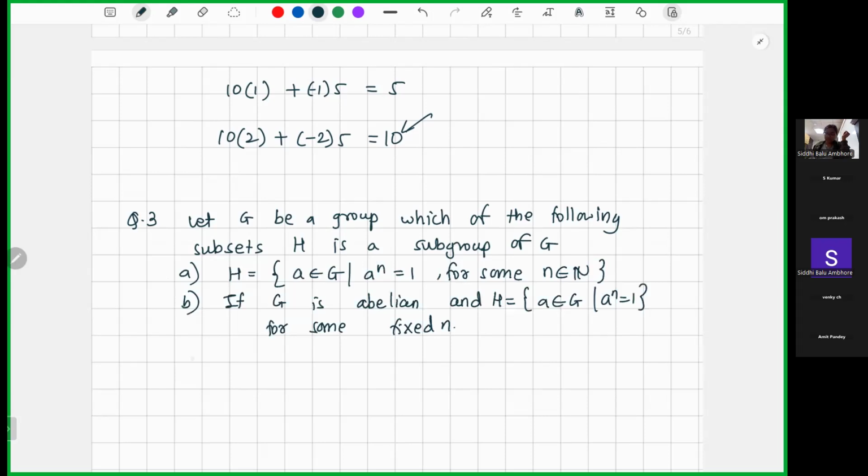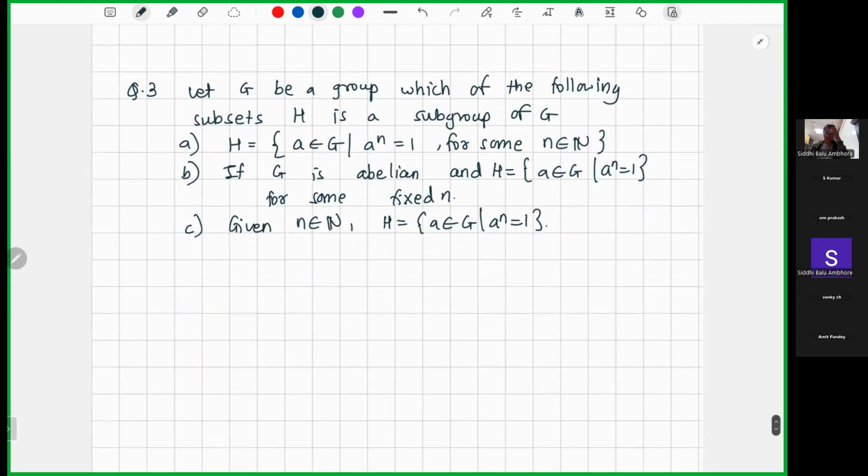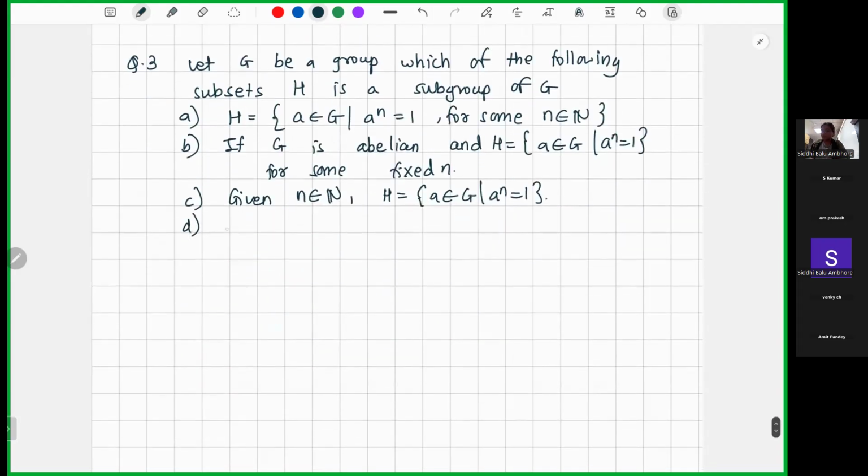Okay, and C: given n in N, H is the set of A belonging to G such that A power n is 1. And the final one is that H is of this form: A power m, B power n such that mn belongs to Z, for some fixed A, B in G.